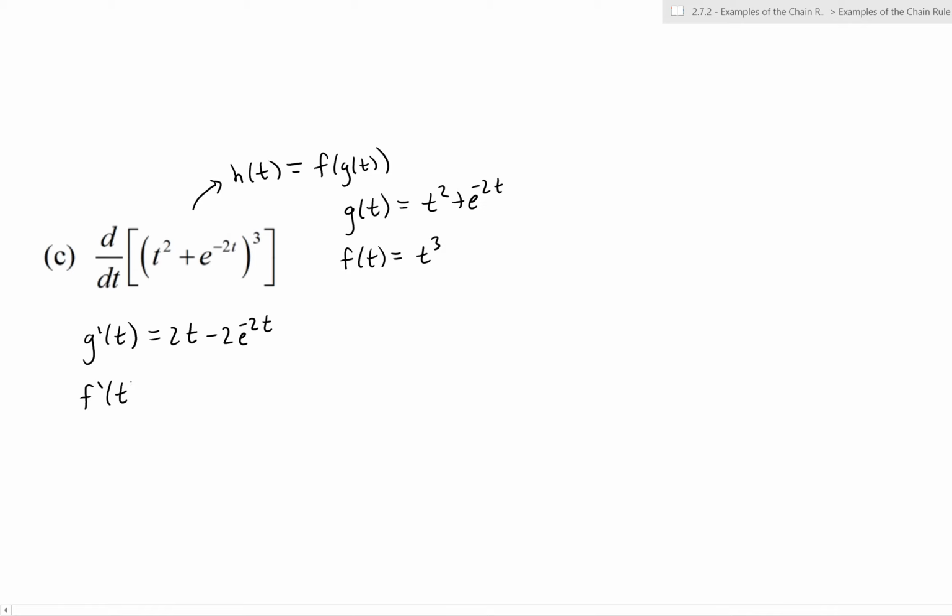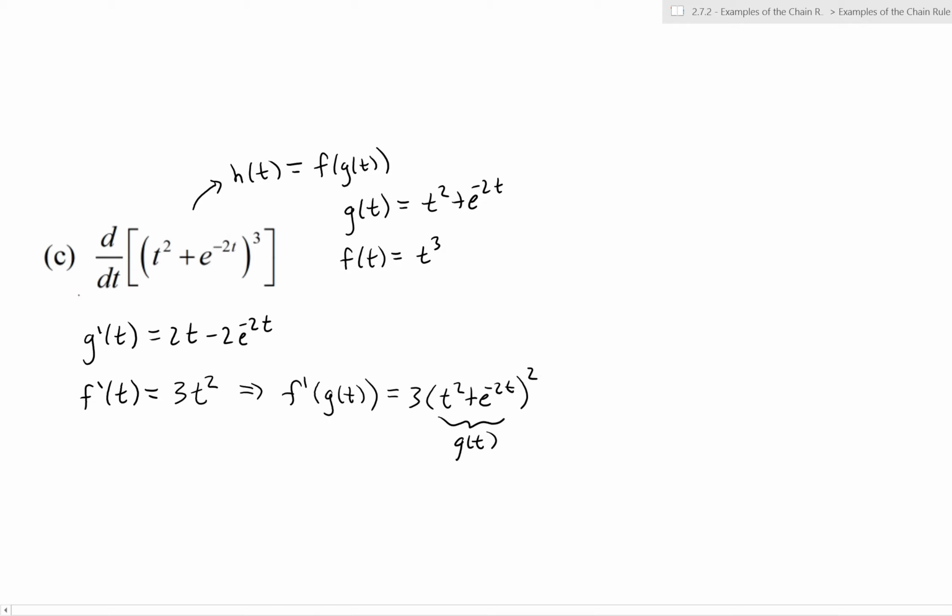F prime of t is just 3t squared, power rule, but we need f prime of g of t. So replace the t in f prime with g. G was t squared plus e to the negative 2t, and we get 3 times t squared plus e to the negative 2t, right? Here is our g of t. And then all of that to the second power.